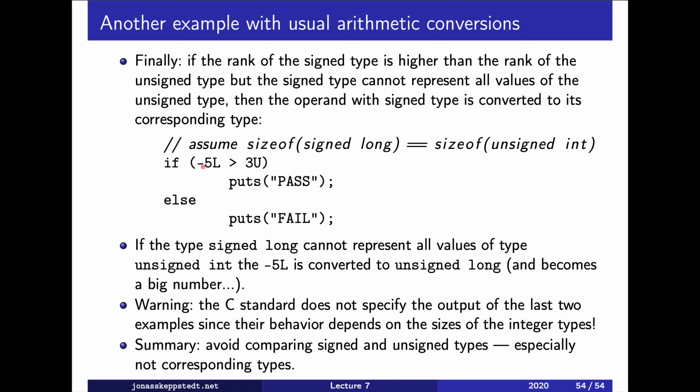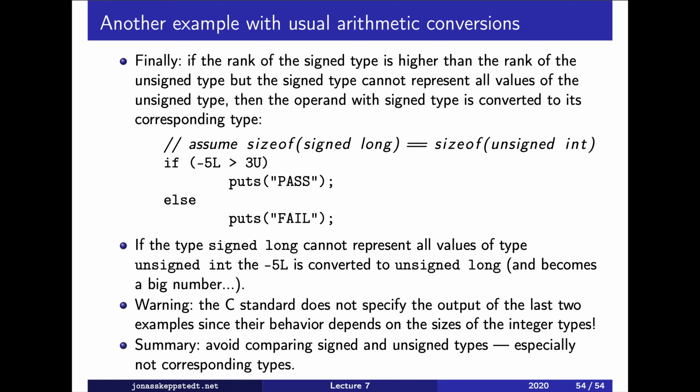Okay, so -5 is converted to unsigned long, and that becomes a huge number. And when the program is run, the compiler should select this case. Okay, so this is a big warning.